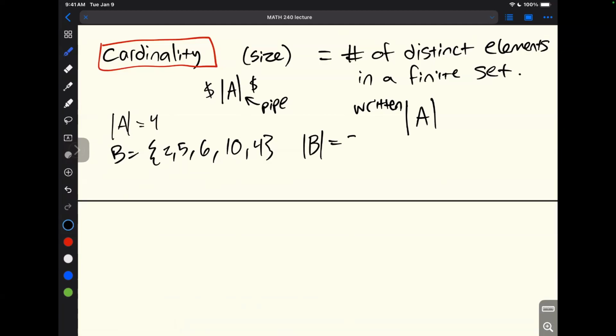What about C? That's supposed to be a curly bracket. See, I'm still not good at writing curly brackets. What's the cardinality of C here? 2. Why not 3? Because there's 2 of them, and we ignore duplicates.